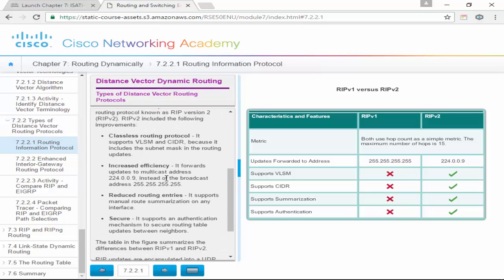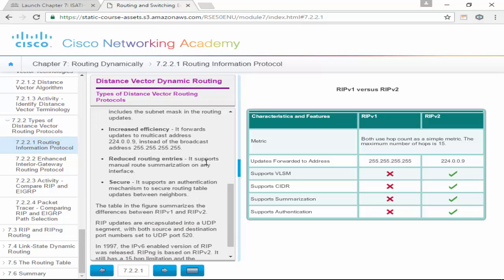That's basically what it says. It's classless, or RIP version 2 increased to classless. It was more efficient because it used multicast rather than unlimited broadcast.